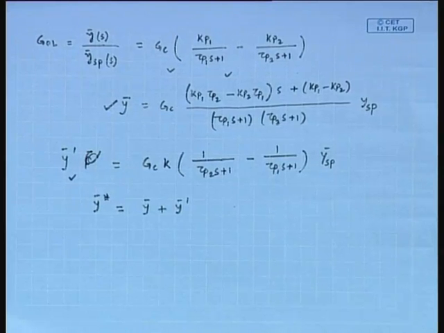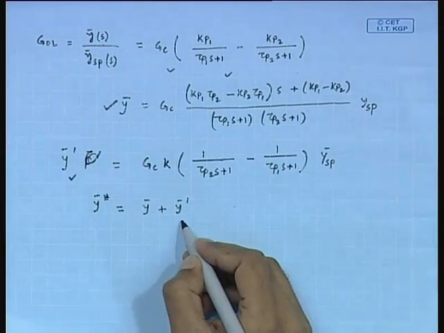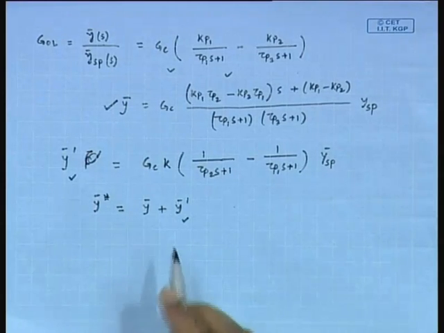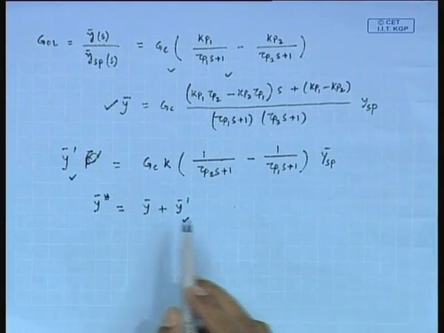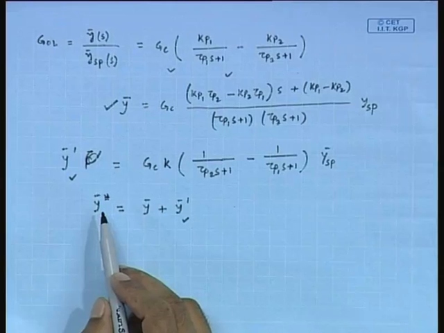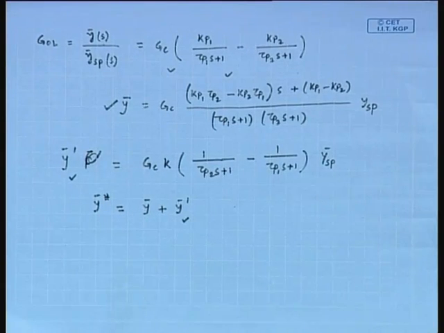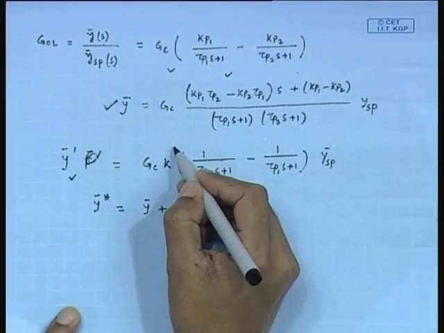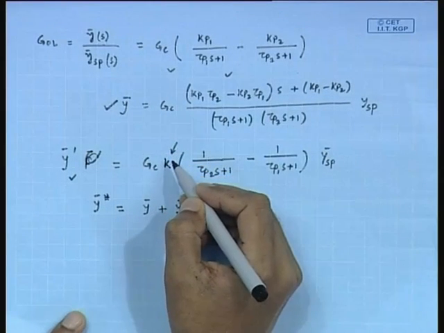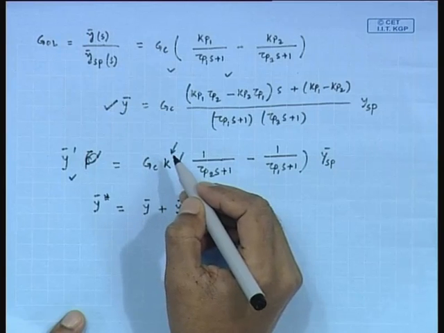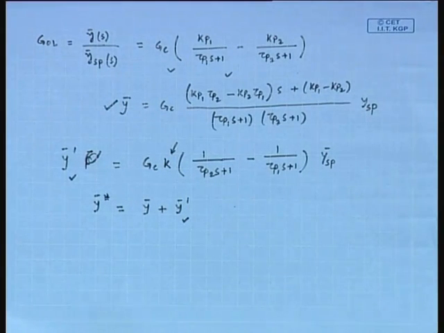Y is the process output, y prime is the compensator output. If we add these two, we obtain y star, that is the ideal response, which is inverse free response. We did the same thing for the case of dead time compensator. And another thing I want to mention here, that this k, we will determine the condition based on this k.